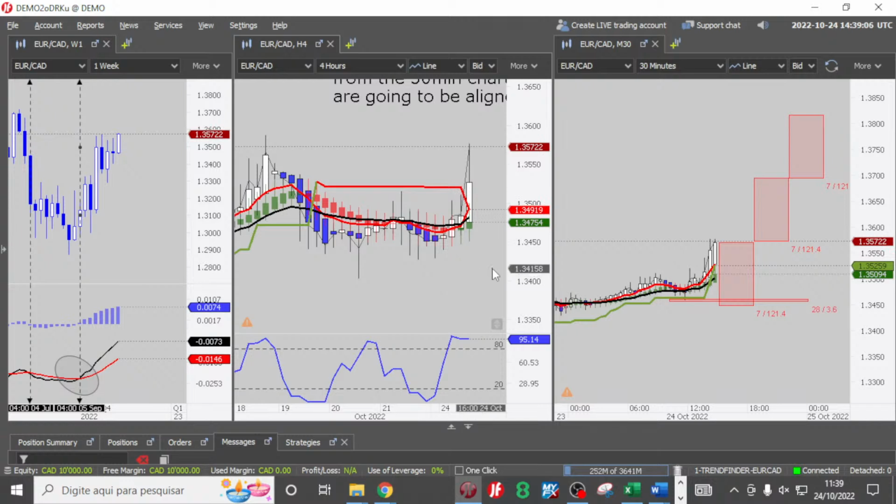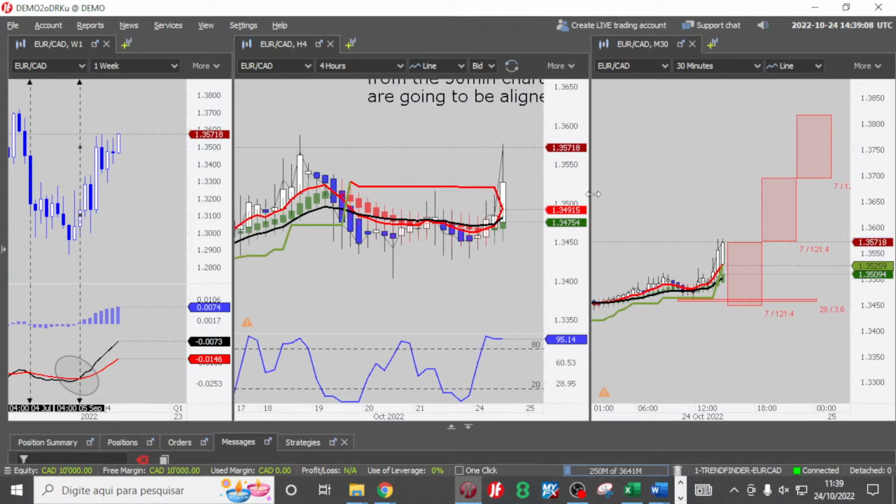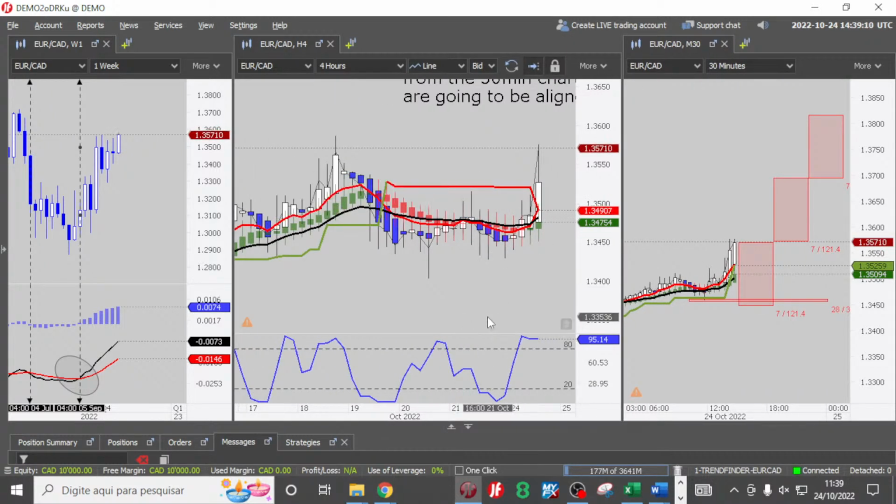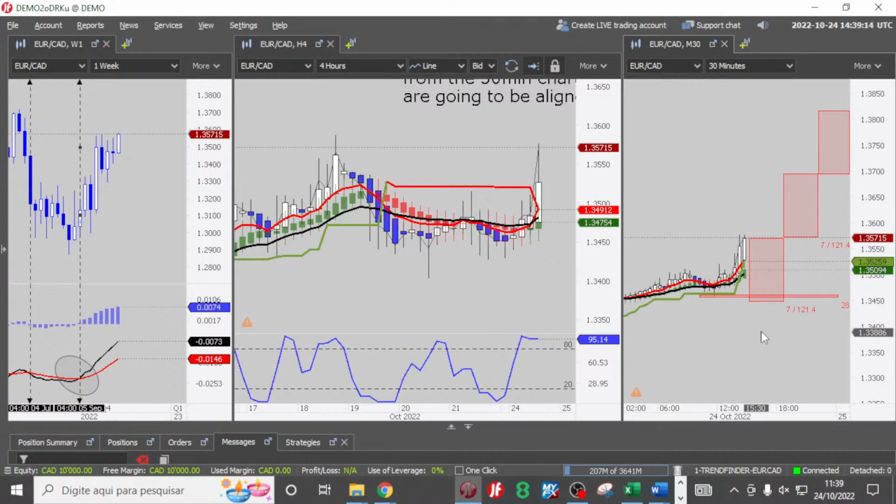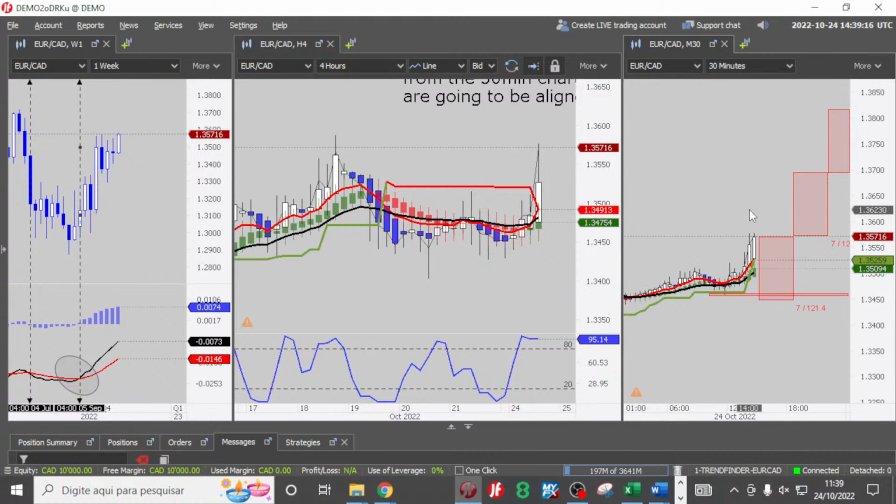Everybody, with the same rules, but let's say that I'm going to enter only if the stochastic is in the buy zone. Can I enter on the 30-minute chart right now? What's the answer?